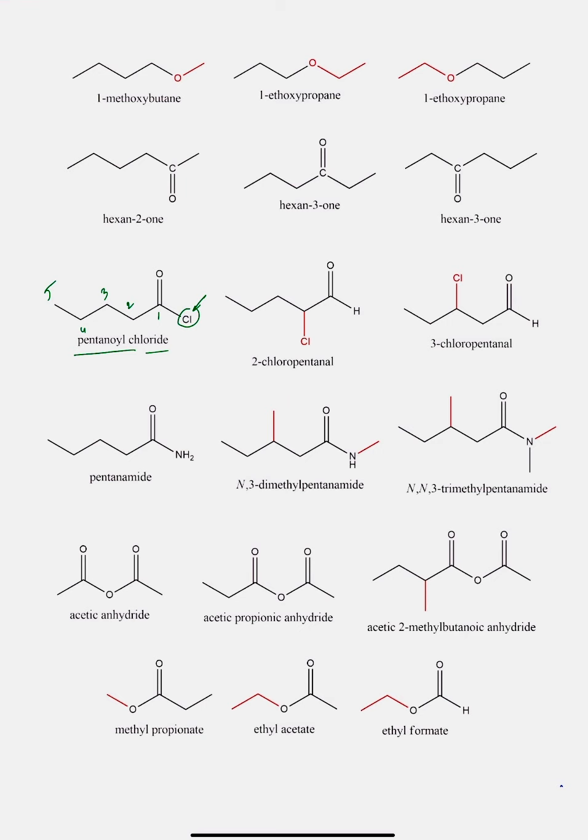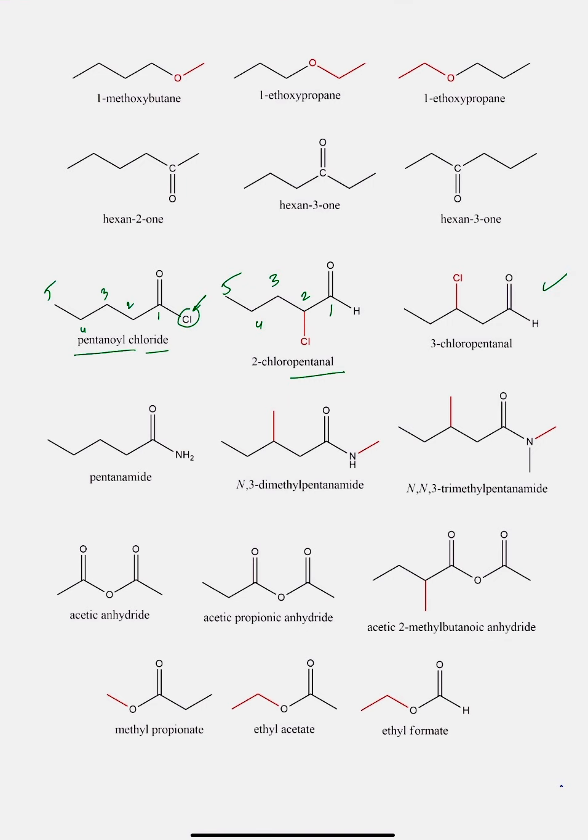What about the next structure? Let's proceed to the next structure. Is this an acid chloride? It's not an acid chloride, it's actually an aldehyde. So I start numbering from the carbonyl carbon, because in aldehydes and acids I always start numbering from the carbonyl carbon. 5 carbons, that's why it's pentanal. Chlorine is attached to carbon 2, that's why it's 2-chloropentanal, and this is 3-chloropentanal.